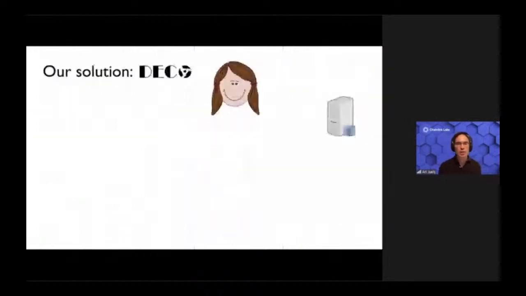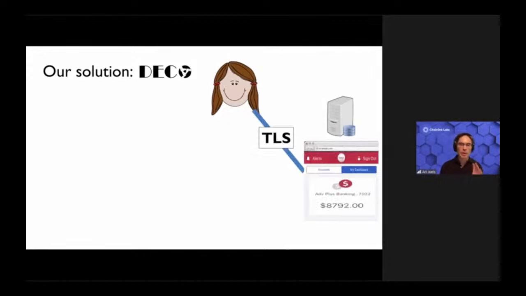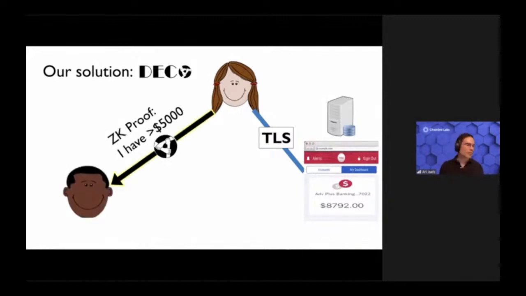Our solution to this problem is the system called Deco. What Deco aims to do is liberate this data, if you will, so it can be used in blockchain systems and elsewhere. Specifically, we want a user to be able to log into a website via TLS and then prove statements about the data she receives to a verifier using zero-knowledge proofs. For instance, in our banking example, we'd like Alice to be able to prove to Bob that she has more than $5,000 in her account, ideally without even revealing her bank account balance.